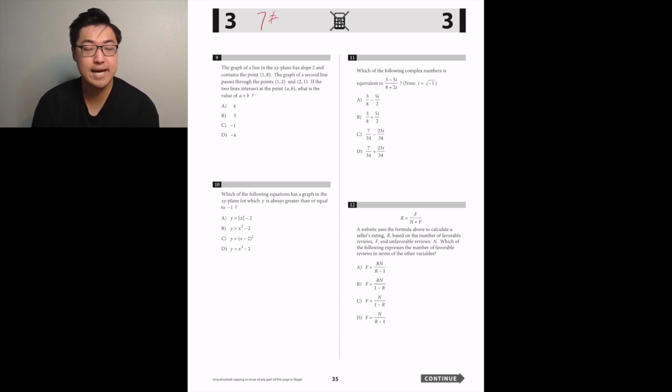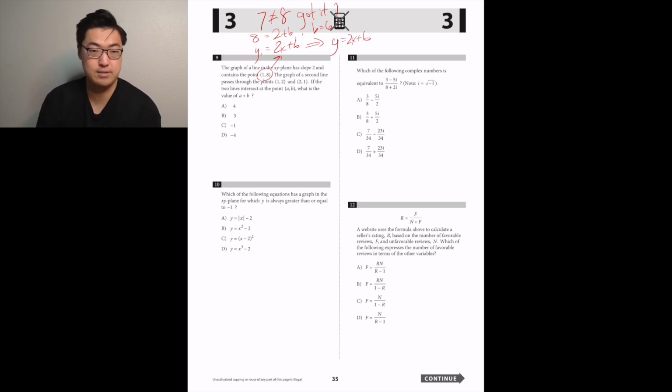9. The graph of a line in the xy plane has a slope of 2 and contains the point 1, 8. The graph of a second line passes through the points 1, 2, and 2, 1. If the two lines intersect, we have to get the equation for both of these lines and then set them equal, because intersect means set them equal. So we find the equation of the first line. So far we know the slope is 2, so that would be y equals 2x plus b. In order to solve for b, you can plug in the point 1, 8 for x and y. So 8 is equal to 2 plus b.